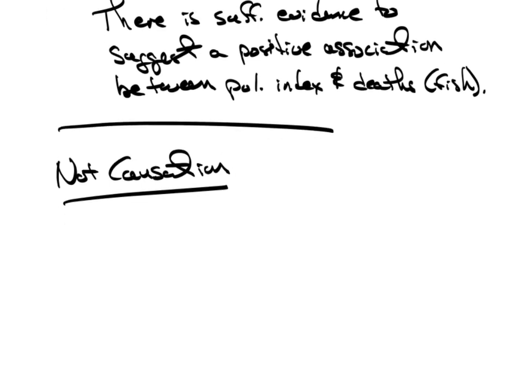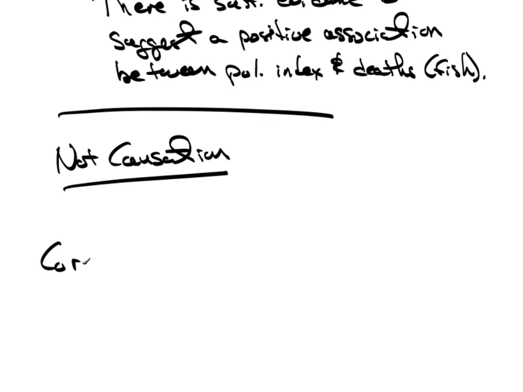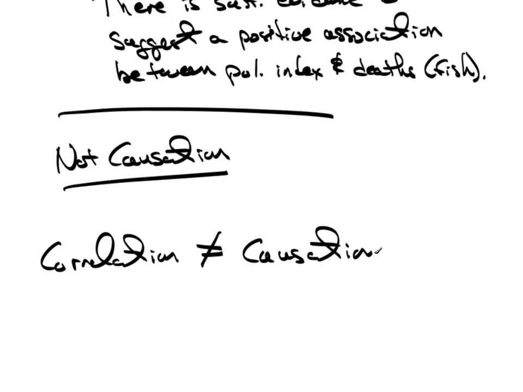So it's important to understand that correlation does not equal causation. We are measuring the strength of the association between two variables, not determining if one variable actually caused the other to happen.